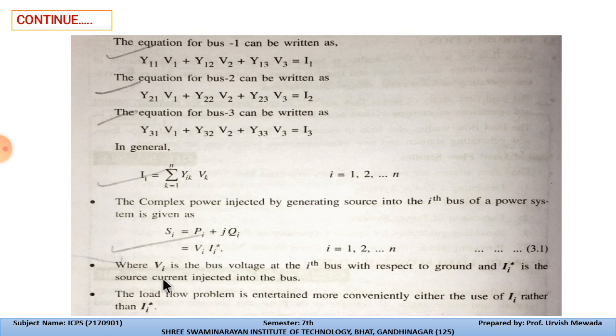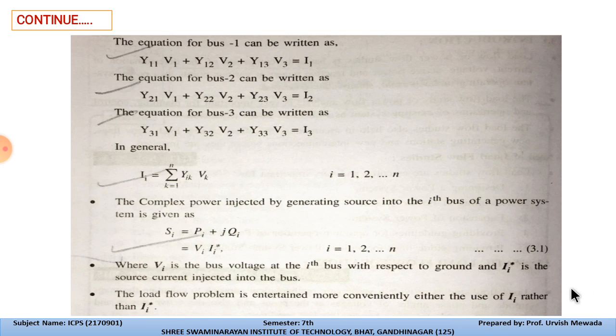This is the voltage of the ith bus with respect to the ground, meaning one terminal of all the generators is grounded, so it includes the ground potential. And Ii conjugate is the source current injected into the bus. This is the current that we are injecting into the bus, and after that we can use that current for the load.